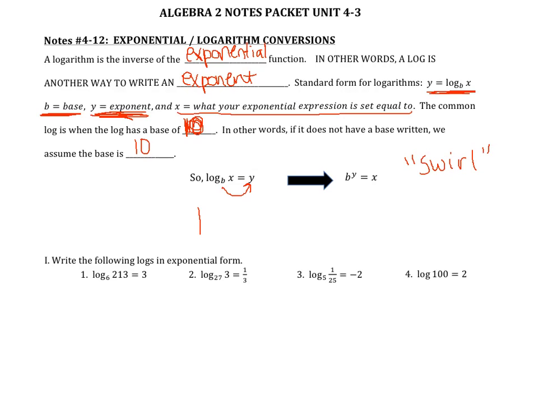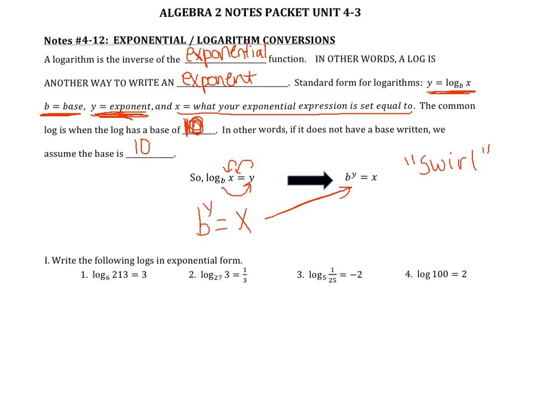So let's write that down. b to the y power equals, so we're going to pick up our equal sign and set it equal to x. Okay, so this is called the log swirl. Some people call this the log smiley face or something like that because it does look like a smiley face. But just remember, you will always start with your b and then you will swirl your way around.